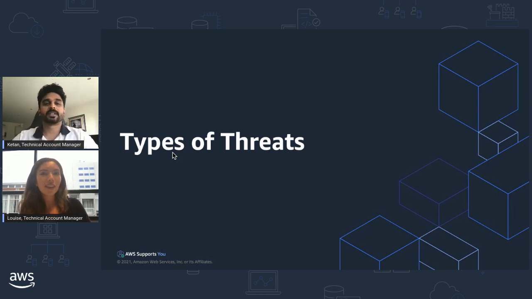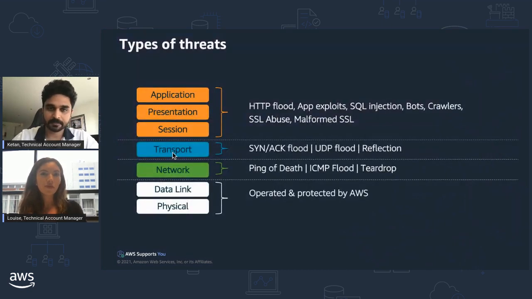Thanks, Louise. So I'd like to cover some of the common threats that applications experience today. We can categorize these attacks based on the different levels of the OSI, or Open Systems Interconnection, model that Louise was mentioning. Starting at the bottom, the AWS organization operates the cables, the switches, and other networking devices. So we take complete responsibility of that.